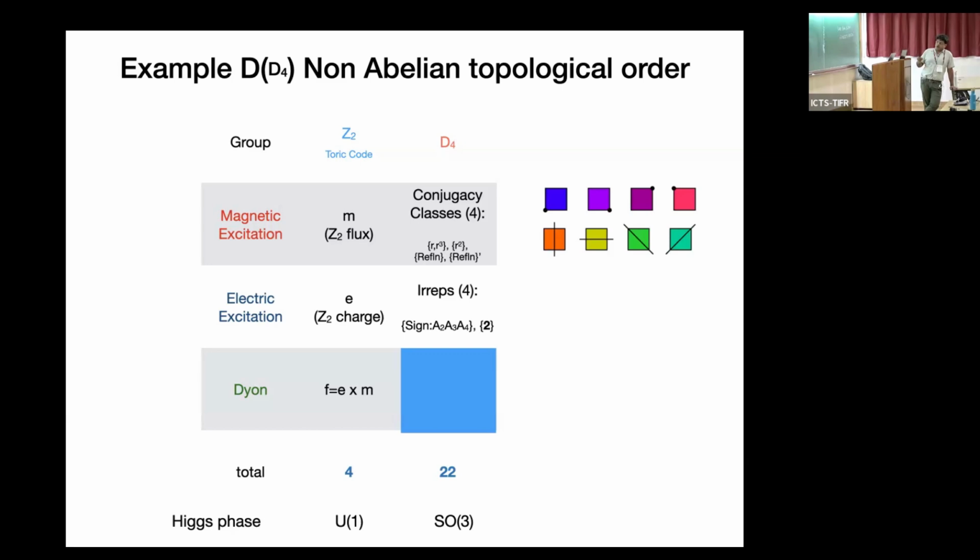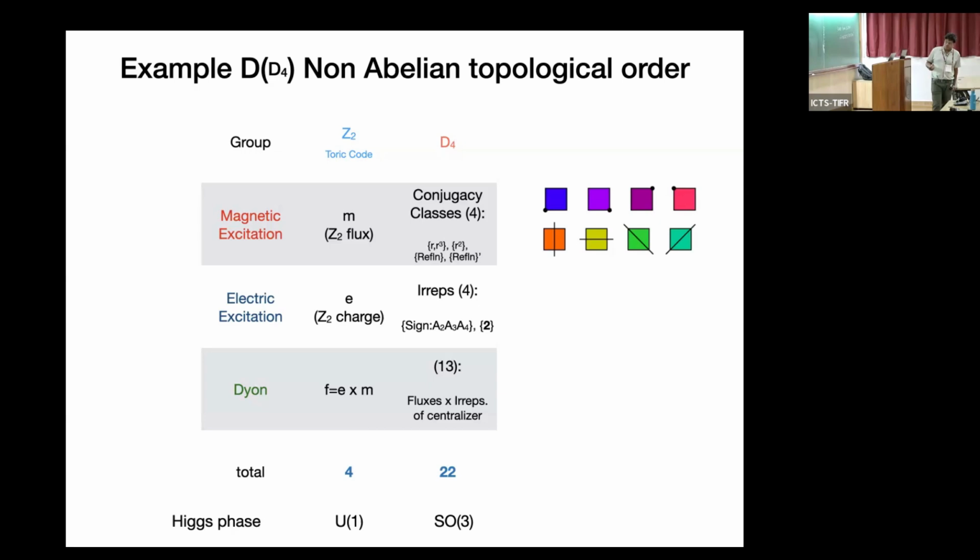And finally, there are dyons. You can combine these two just like we did over here. And the way you combine them is a little more complicated, but ultimately you get 22 excitations. Okay, it looks complicated, but it turns out there's some intrinsic simplicity which will allow us to build this particular D4 topological order.